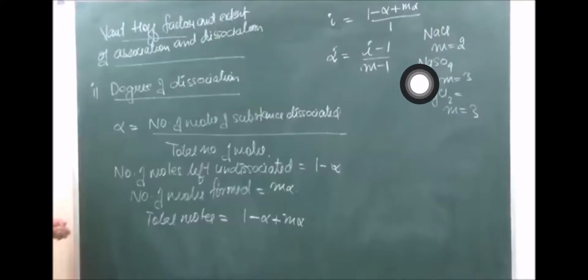So Na2SO4 is there, right? So how will it be dissociated? Into 2 moles of Na+ and SO4 2-, right? So 2 plus 1, that will be 3.